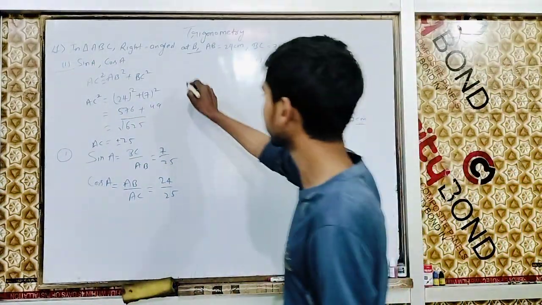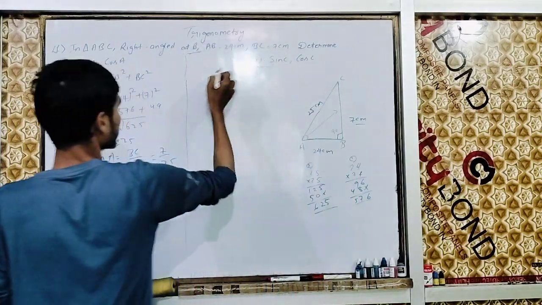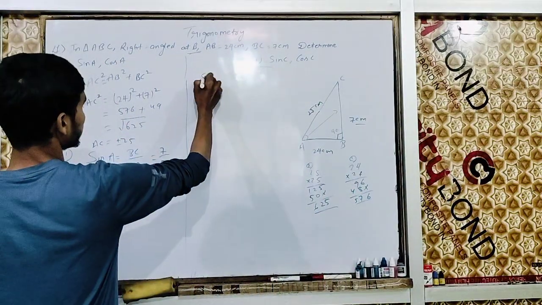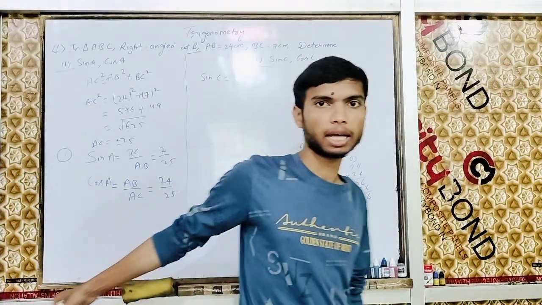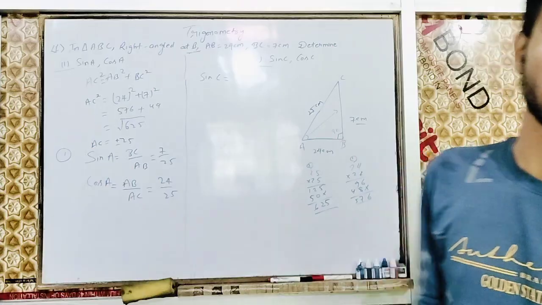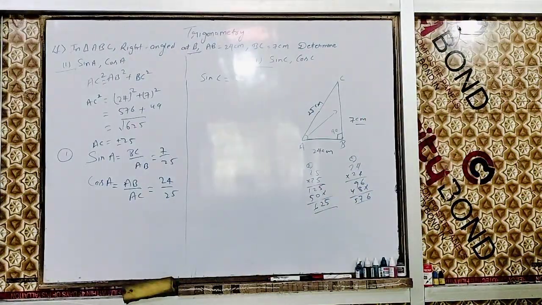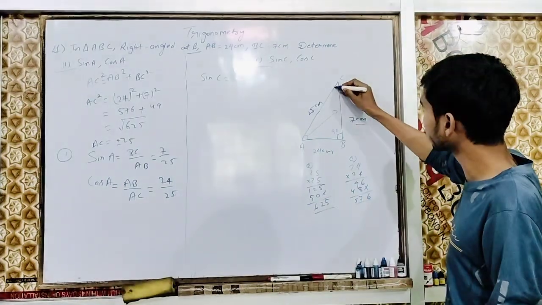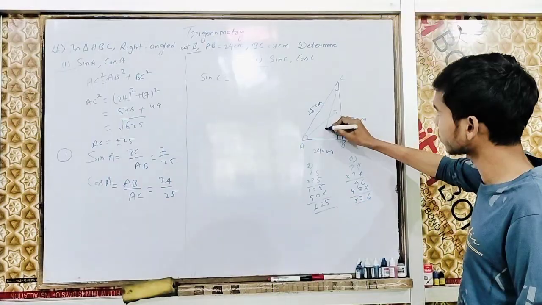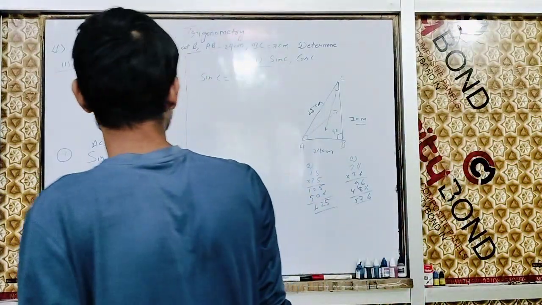Next question we have. This is the second question, sin C. Now here, what's the difference between sin A and sin C? Just theta. Here theta is given as A and here theta is given as C. So look here, this is C. According to this, the opposite side would be the perpendicular.